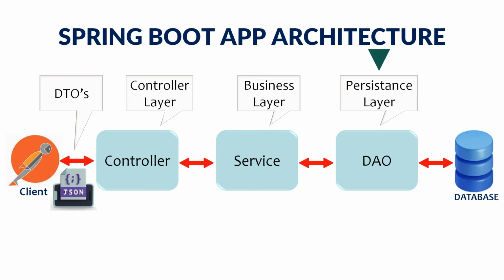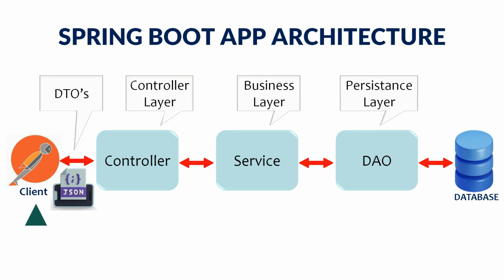Persistence layer. The persistence layer manages database transactions and storage logic. It has repository classes that use Spring Data JPA and Hibernate for data access. And this layer is responsible for mapping Java objects to database records using ORM frameworks and managing CRUD operations like create, read, update, and delete operations, and also supporting relational databases and NoSQL databases.